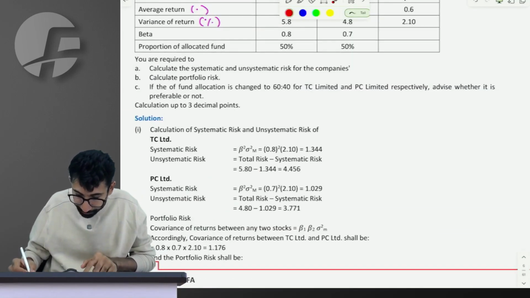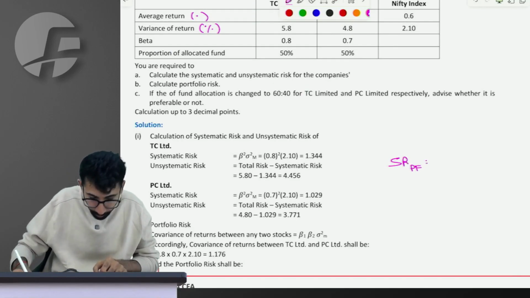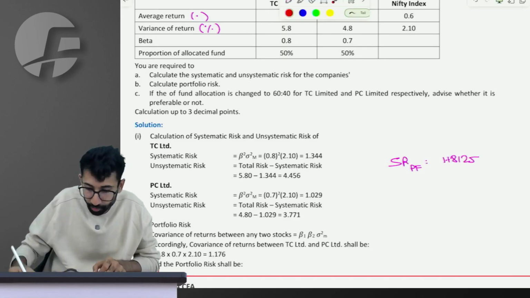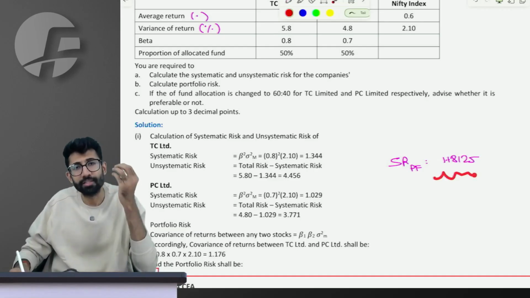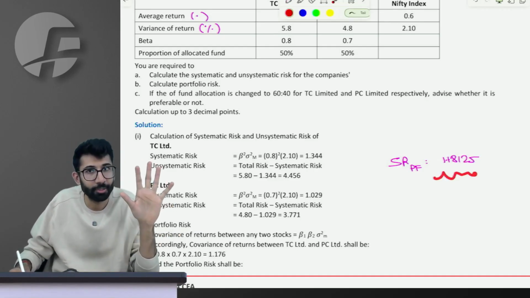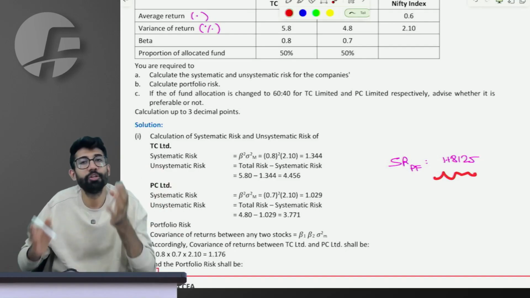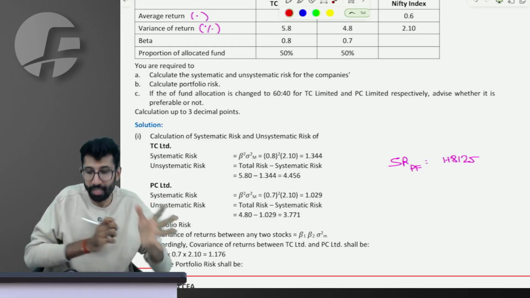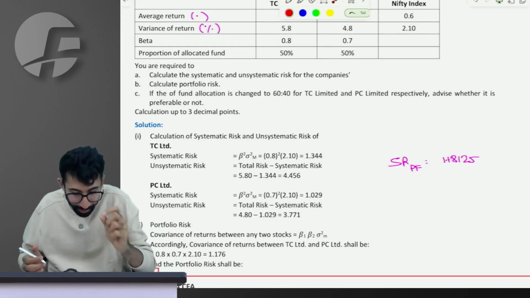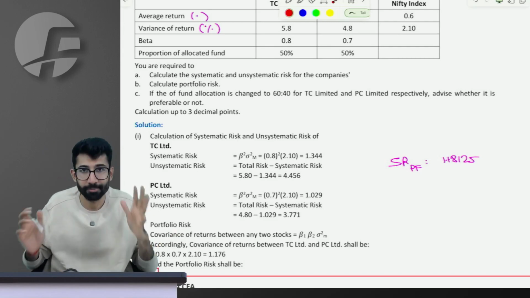Systematic risk of the portfolio is 1.18125. Although we don't have to take it till 5 digits after the decimal point, generally it is 2 decimals. However, if the number is small, you can consider it till 3 or 4. I just want to take it in full so that you realize that the answer as per Markowitz will exactly match the answer as per Sharpe.